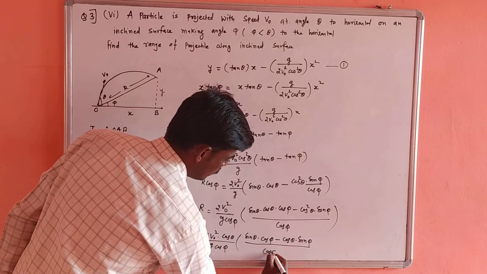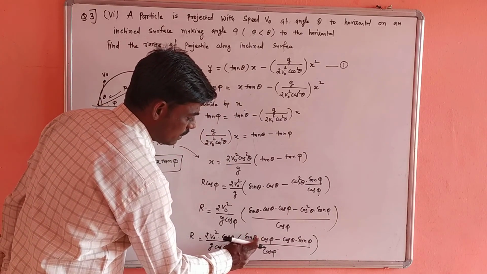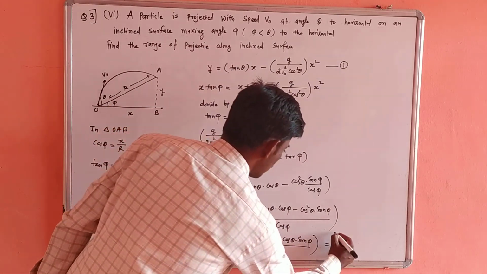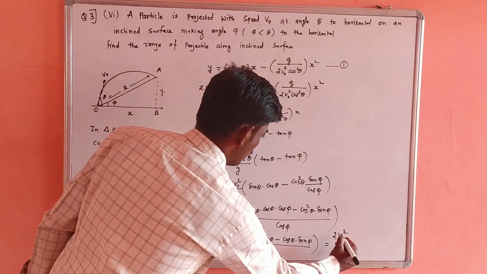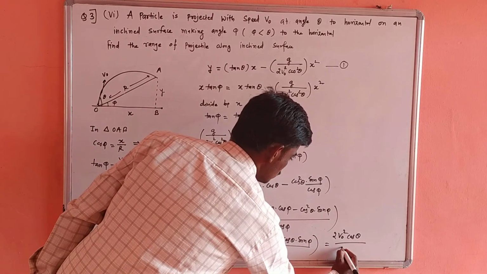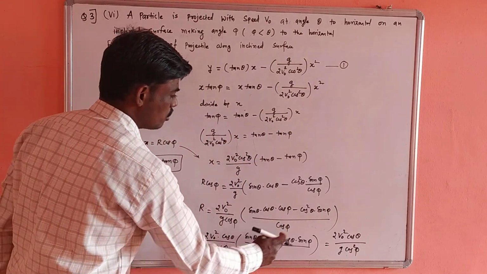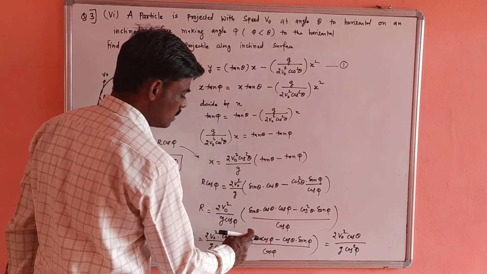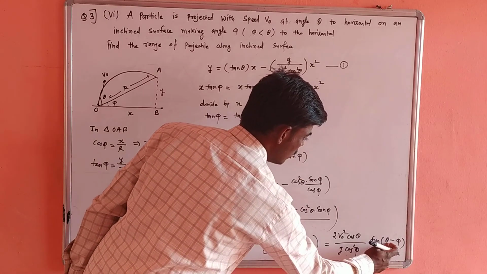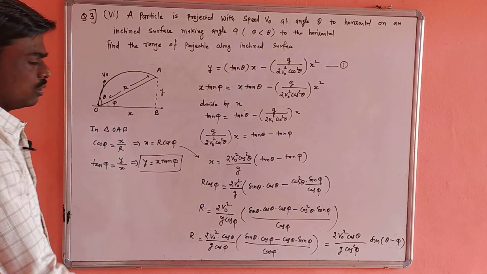So it is nothing but, we can use the trigonometric formula sin A cos B minus cos A sin B. So we can write it as 2v0 square cos theta upon g cos square phi, and this is the expansion of sin A minus B, that means sin theta minus phi, which is sin theta into cos phi minus cos theta into sin phi. So this is your final answer.